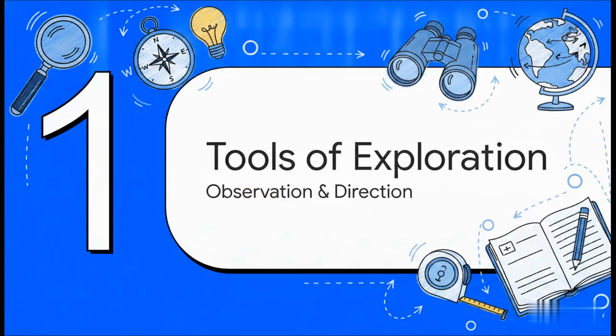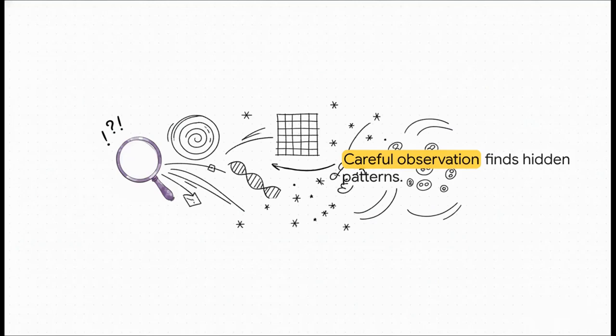Kicking things off with Section 1, the tools of exploration, observation, and direction. So, when you're entering the world of secondary science, it is absolutely crucial to realize that it isn't just about memorizing a bunch of dry facts. It's a dynamic method. And our very first tool here is careful observation. Kind of like using a magnifying glass. It's about taking the time to notice hidden patterns, those really fine details, and paying close attention to the stuff that gets completely missed by the casual observer. It is quite literally the root of all discovery.